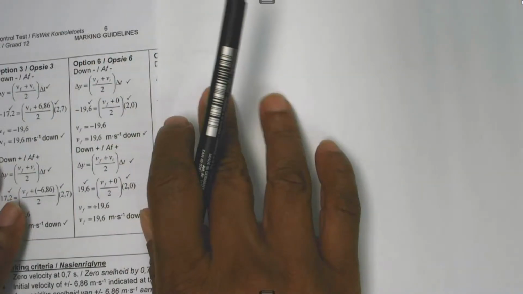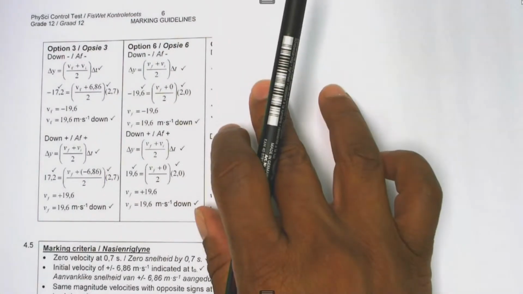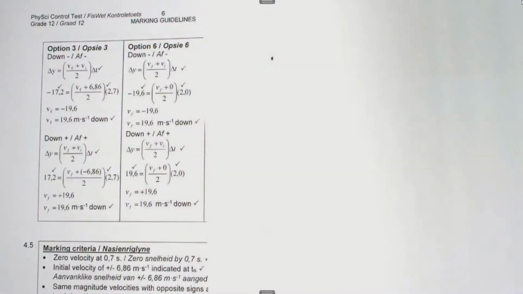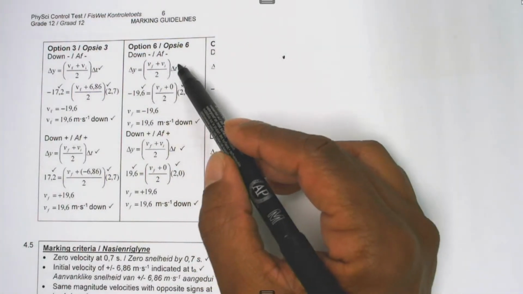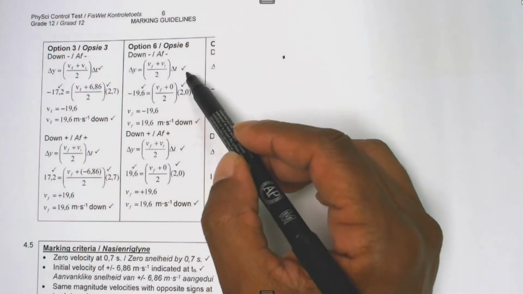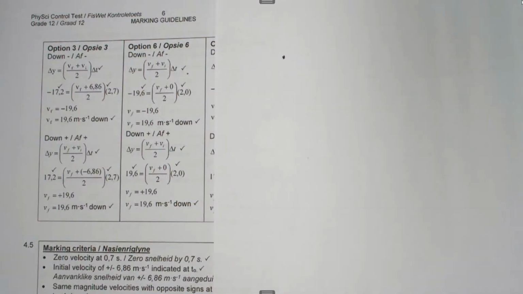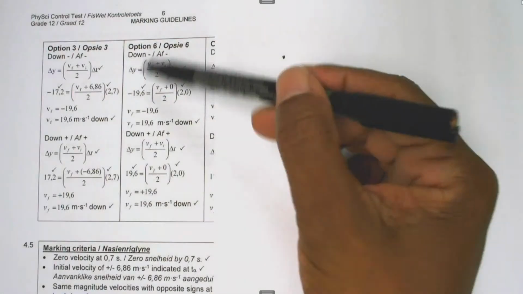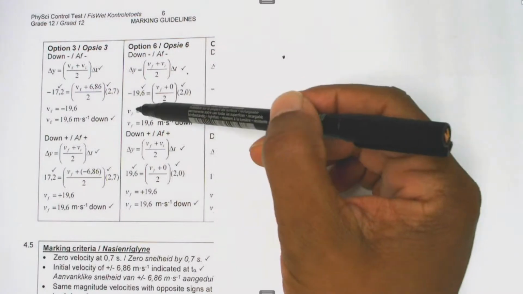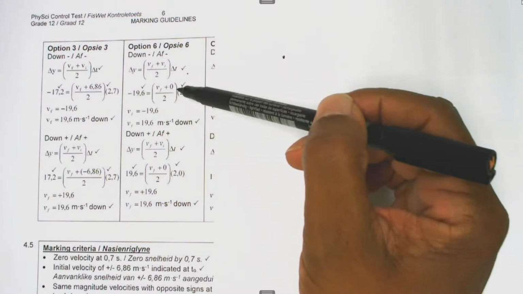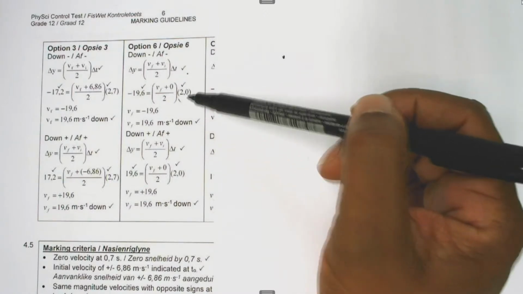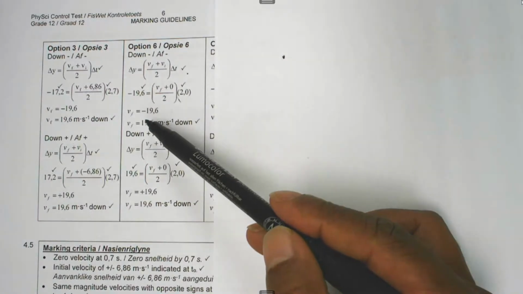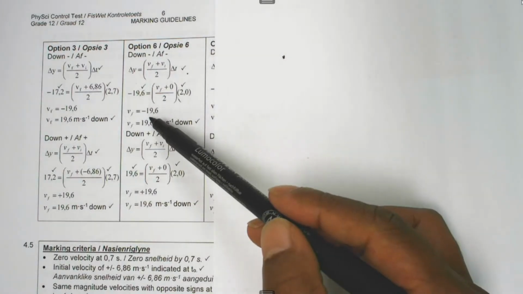Let's look at option number 6. In option number 6, what is it that we have? We are saying that we are still looking at the whole motion. Now we are using delta y equals V final plus V initial all over 2, times delta t. The change in position is starting from the top going down, so anything going down is negative. So that means it is going to be negative 19.6 equals V final plus 0 all over 2, and then we multiply by the time of 2 seconds. 1 mark for that one also. And then from there it gives us a value of negative V final, then it is negative 19.6.